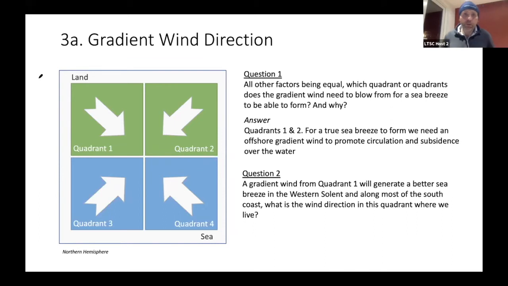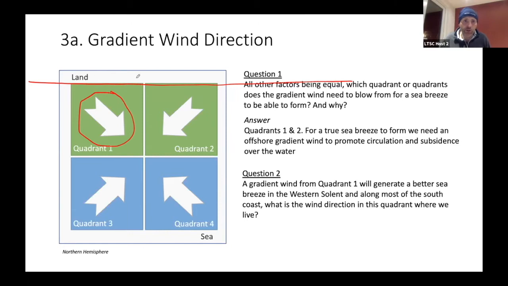So again, imagine the south coast is my red line, and I want a gradient breeze that is going to kickstart a sea breeze, the strongest one, a quadrant 1 sea breeze. What is the angle on the compass of quadrant 1 to our shoreline? I'm talking about the angle on the compass. Is it northeast? Is it southeast?